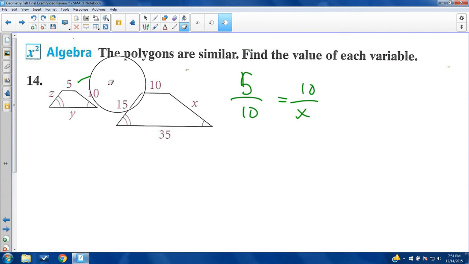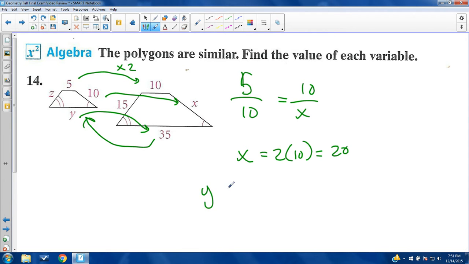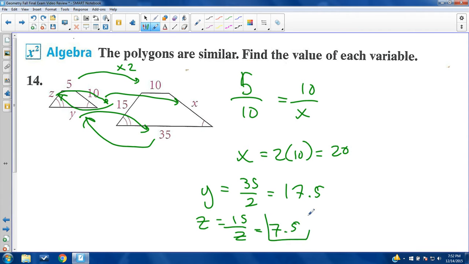What do I have to multiply 5 by to get 10? 2. What do I have to multiply 10 by to get x? 2. x is 20. What do I have to multiply y by to get 35? 2. So what do I have to divide 35 by to get y? That's the question. 2. So you might do some cross multiplying depending on how familiar you are with this. Z and 15, same idea. 15 divided by 2. There are your answers.